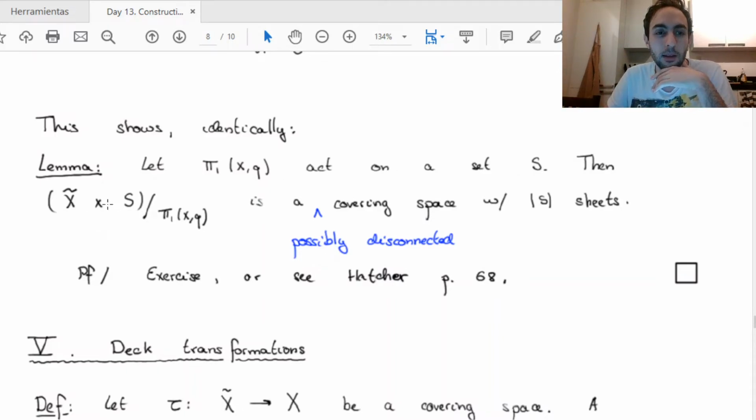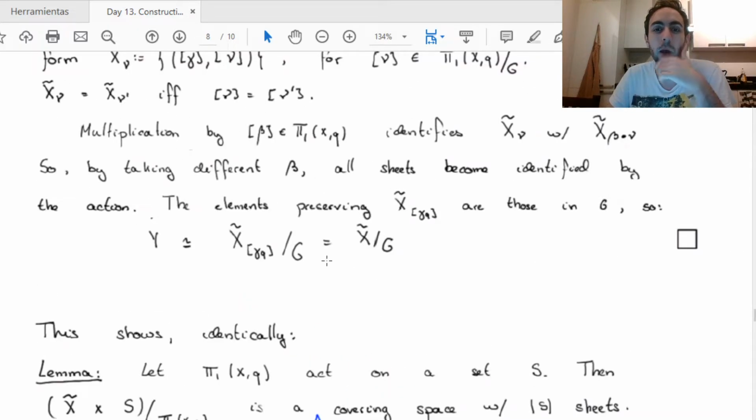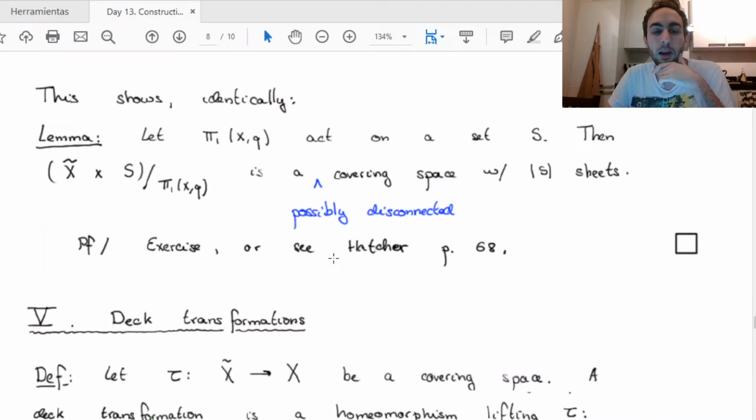You can take X times X tilde, the universal cover, times S. On this side, you act on the fundamental group by preconcatenation. Here you use the action given by hypothesis, and you quotient out. And now this will be a covering space for the same reason we've outlined here. And by construction, it will be a covering space with cardinality S sheets, and this may be disconnected.